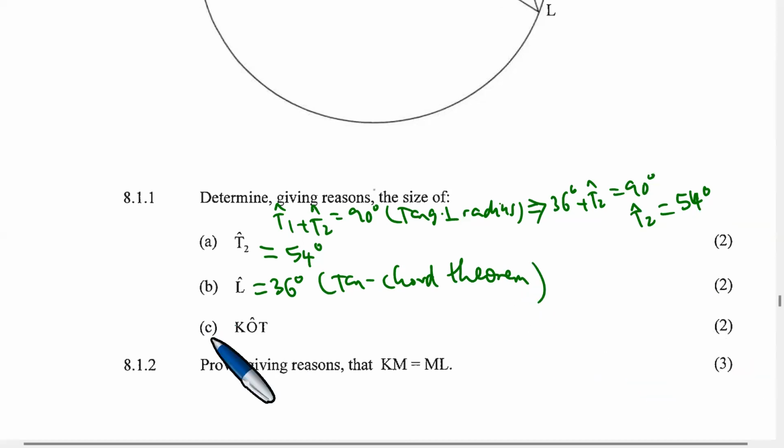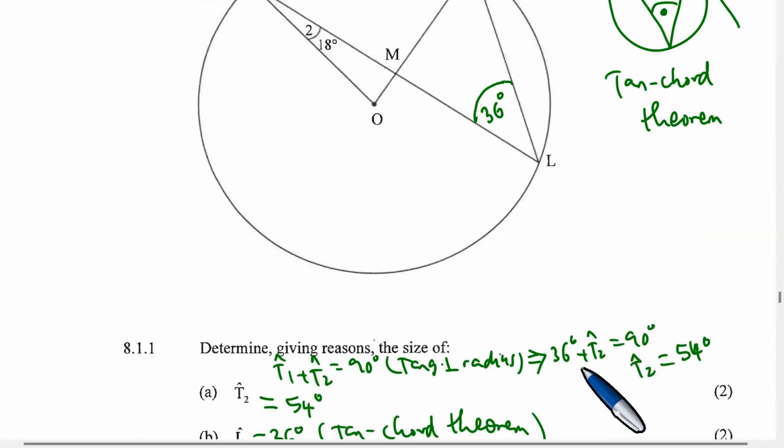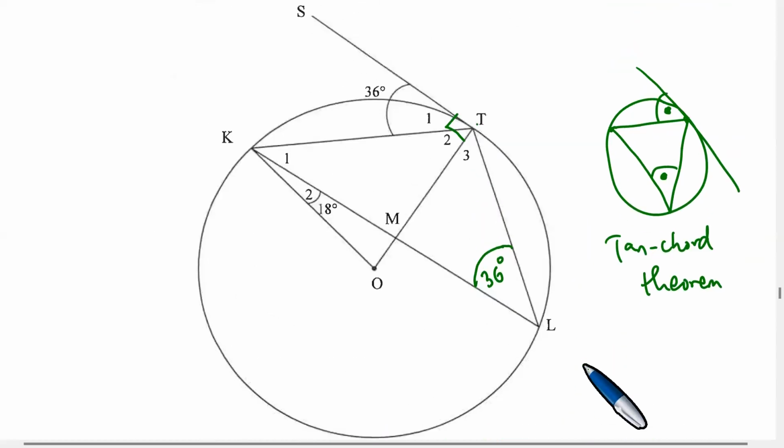Okay, now for 2 marks, find angle KOT. Let's look at the diagram. Find angle KOT. Find this one. What is it? It's obvious. Isn't it 108? Please come again. 108. Are you thinking it is 180? No, 108. Okay, that's a good question.